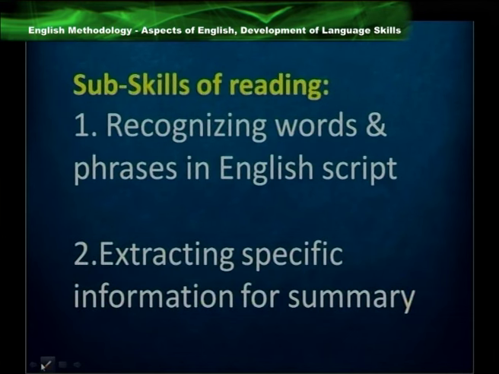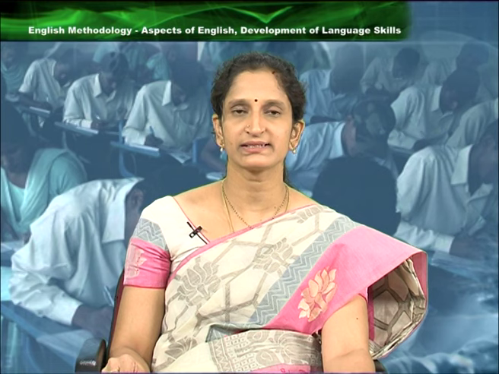Along with this, we have the sub-skills of reading. First, recognizing words and phrases in English script. Once they have the habit of reading textbooks, they will recognize the words and phrases in English script. If they don't have a proper reading habit or ability, they can't recognize the words in a proper way. To get perfection in recognizing words and phrases, they have to look into the textbooks with comprehension, reading with comprehension.